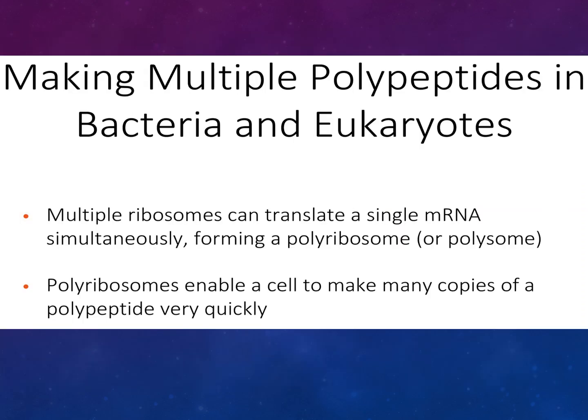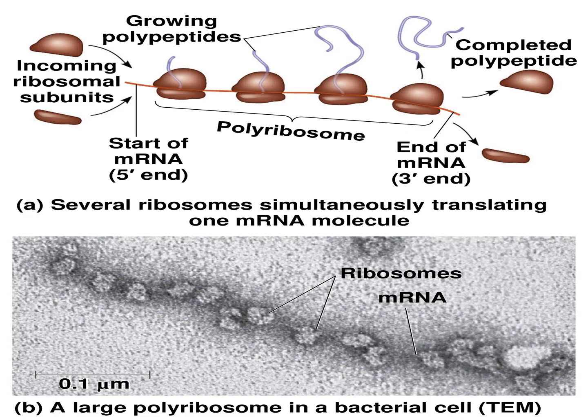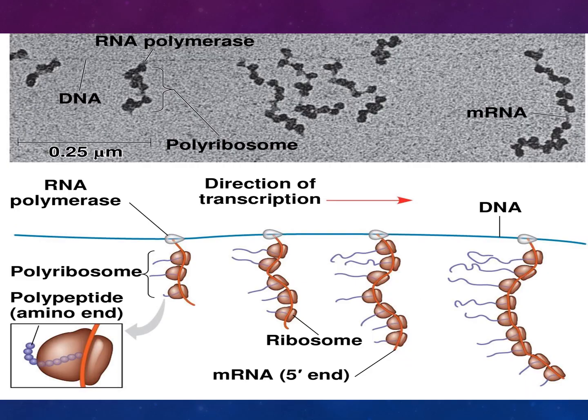There are differences between making multiple polypeptides in bacteria and eukaryotes. Multiple ribosomes can translate a single mRNA simultaneously, forming a polyribosome or polysome. Polyribosomes enable a cell to make copies of the polypeptide very quickly. So several ribosomes simultaneously translate one mRNA molecule, and in B you can see a large polyribosome in a bacterial cell, so it's much simpler in that sense.